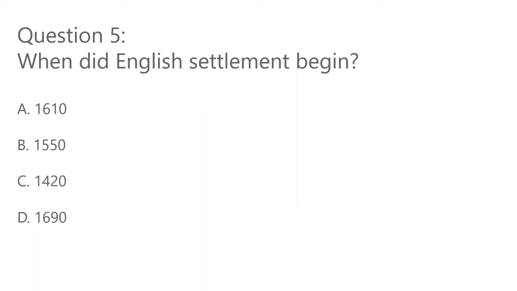Question 5. When did English settlement begin? A. 1610. B. 1550. C. 1420. D. 1690. Correct answer is A. 1610.